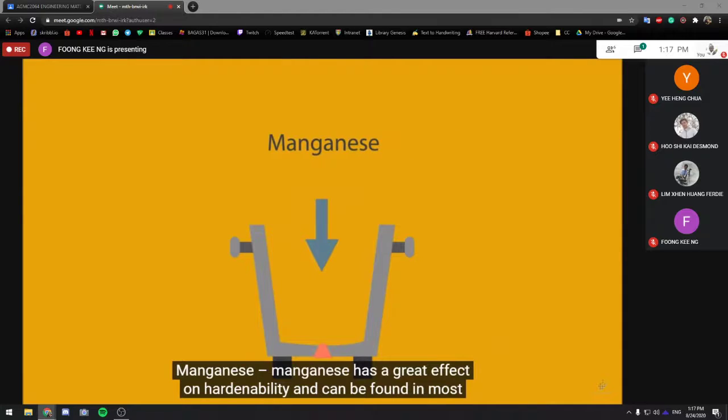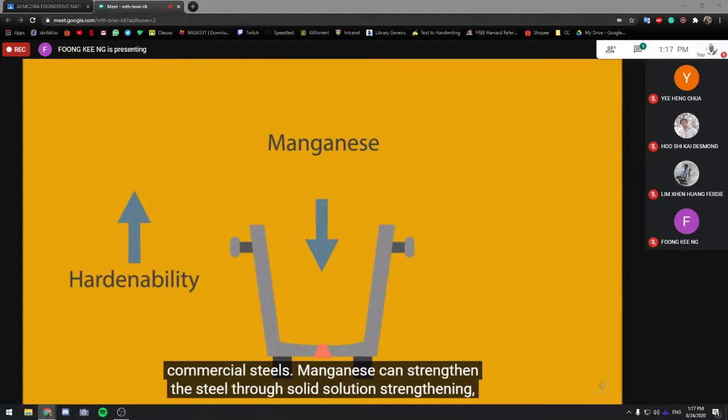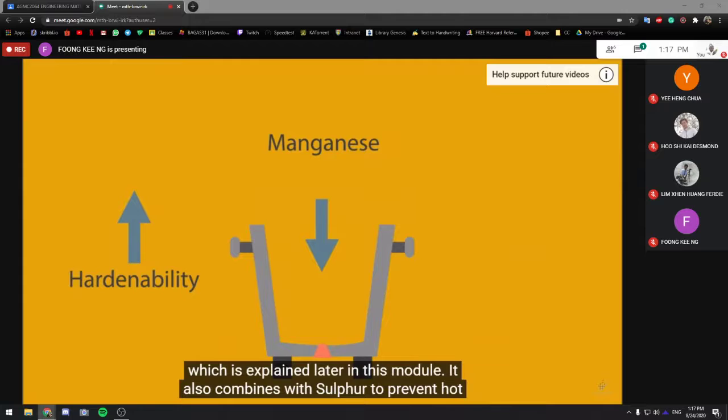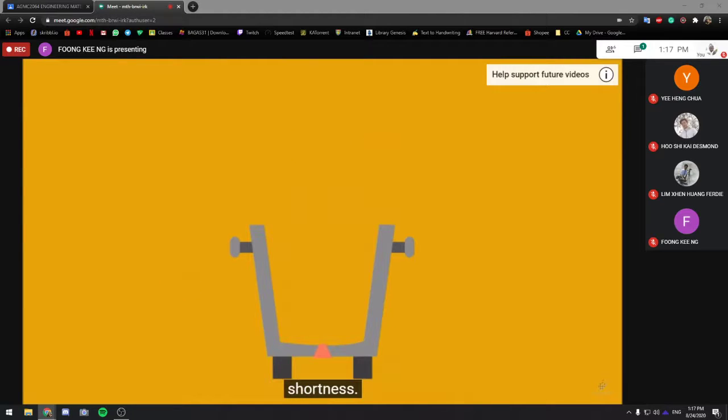Manganese. Manganese has a great effect on hardenability and can be found in most commercial steels. Manganese can strengthen the steel through solid solution strengthening, which is explained later in this module. It also combines with sulfur to prevent hot shortness.